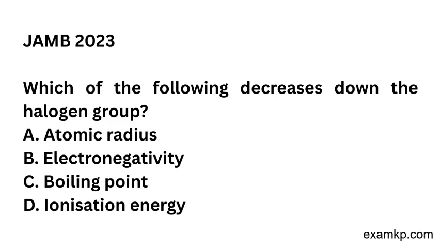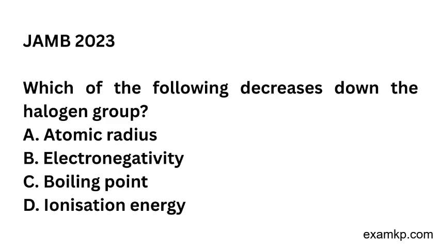Okay, next up is a JAMB question from 2023. This is a classic trends question. It asks, which of the following properties decreases as you go down the halogen group? Your options are atomic radius, electronegativity, boiling point, and ionization energy. Think back to our trends table. What do you think? The correct answer is B, electronegativity.